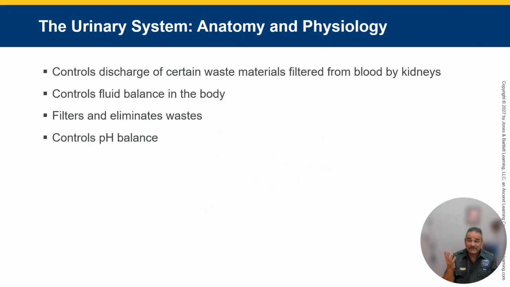Urinary system. We've got to get rid of waste. We also have to control fluid, how much fluid we have in our body, and pH. The urinary system controls the discharge of certain waste materials filtered from the blood in the kidneys. Primary functions are controlling fluid balance in the body, filtering and eliminating the waste, and controlling our pH.